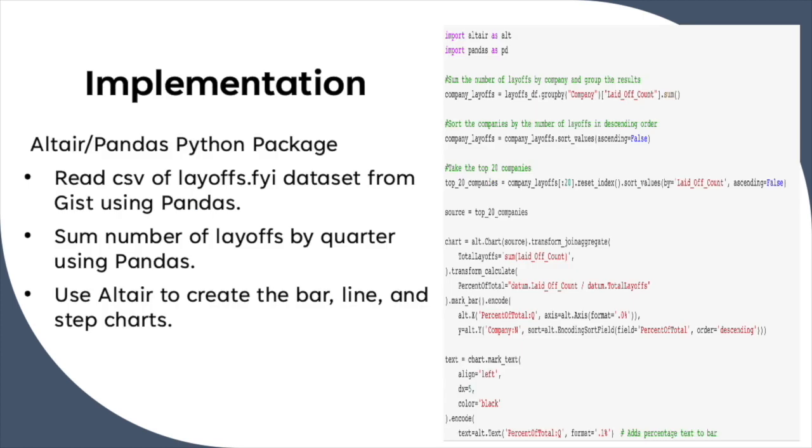For the implementation, I used Altair and Pandas Python package to read the CSV of the layoffs.fyi dataset from GIST using Pandas, then based on that dataset, summed up the layoffs by quarter using Pandas, and then used Altair to create the bar, line, and step chart, and modified the code based on the visualization to show the results.